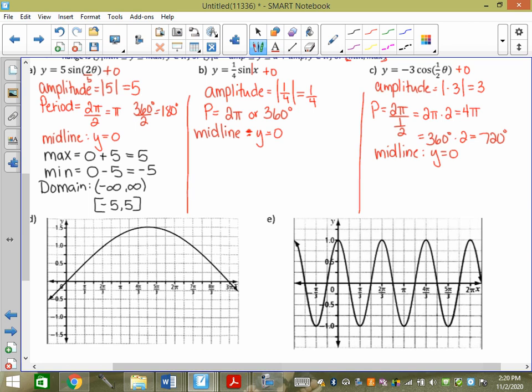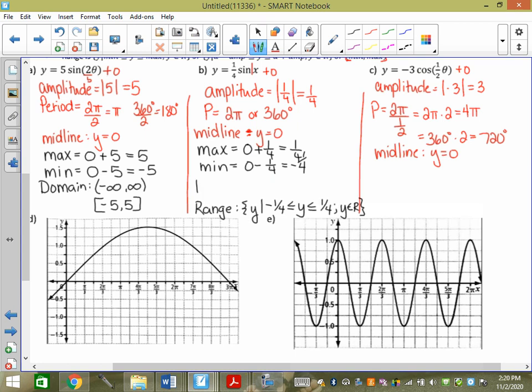My maximum for this one equals d plus amplitude, which is a quarter. So I'm going to get a quarter. My minimum is d minus amplitude, which is negative a quarter. So my range, if I do set notation this time, it's going to be y such that negative a quarter is less than or equal to y is less than or equal to a quarter, y ∈ ℝ. And my domain in interval notation is x ∈ ℝ.